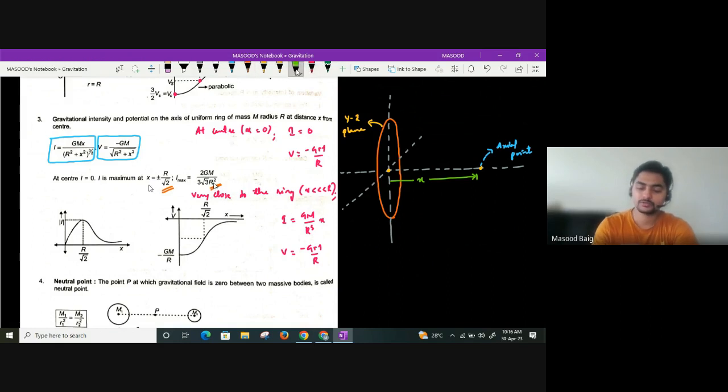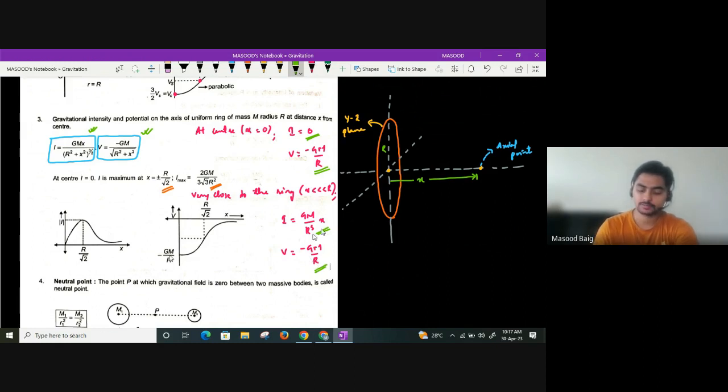What is the value of field at any axial point for a uniformly distributed ring? G into M into x divided by (r square plus x square) whole power 3 by 2. Potential value will be minus GM divided by under root of r square plus x square, right? And if you take it at the center, x value will be 0. So field will be 0, potential will be minus GM by r. Very close to the ring means this point is somewhere very near to the center. x value will be very much less than the radius, guys. So in that particular case, field will be capital GM by R cube into x, and potential will be minus GM by capital R.